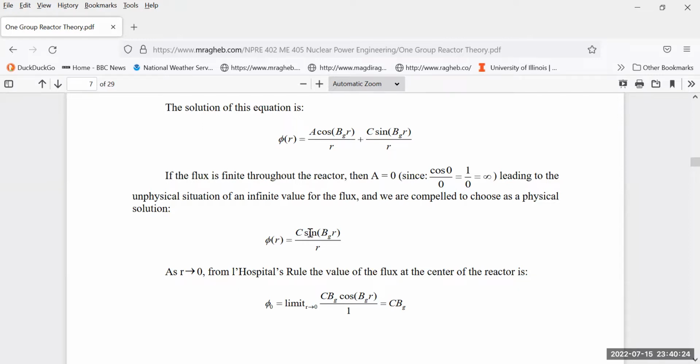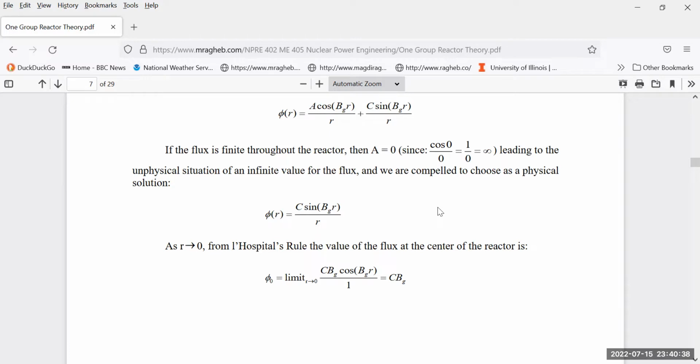Hence, the solution for our neutron flux in the spherical geometry should be C, the second constant of integration, multiplied by sine of B_G r divided by r, with the geometric buckling replacing the omega in the simple harmonic oscillator. In the limit where r tends to 0, you have to apply L'Hopital's rule, because sine of 0 divided by 0 is 0 over 0, an undetermined quantity. We cannot say that it is 1. You know that from your algebra classes. So if you want to determine the flux at 0, you apply L'Hopital's rule.